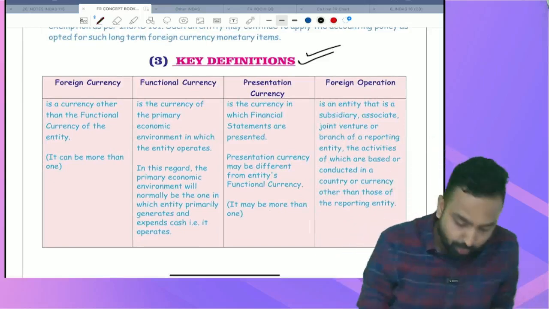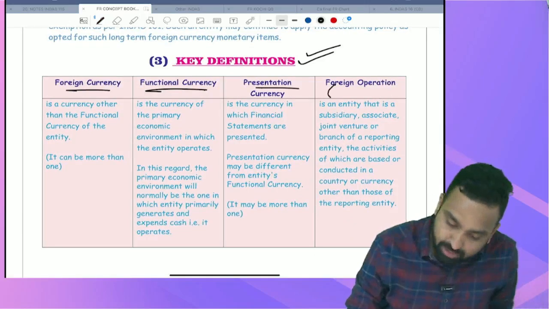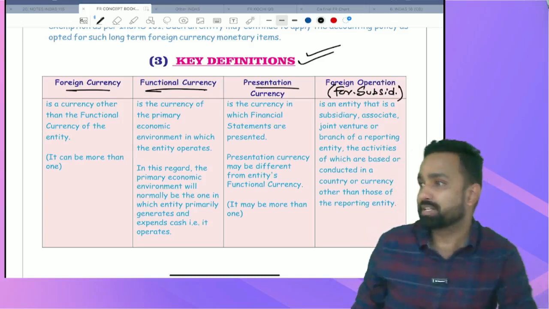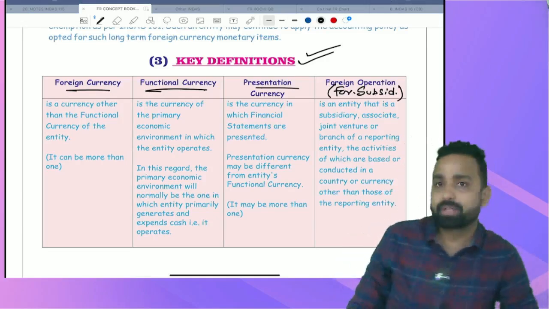The key definitions are: foreign currency, functional currency, presentation currency, and the last one is foreign operation. Foreign operation means foreign subsidiary. Please write it. Foreign operation means foreign subsidiary.